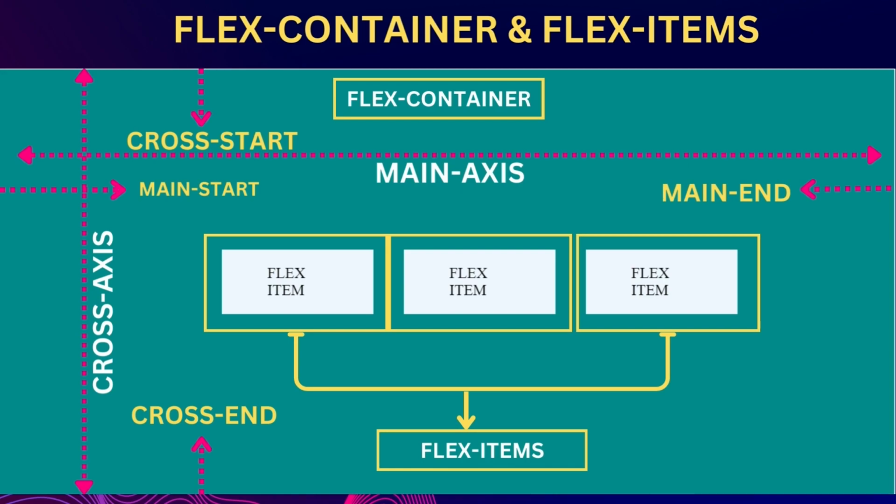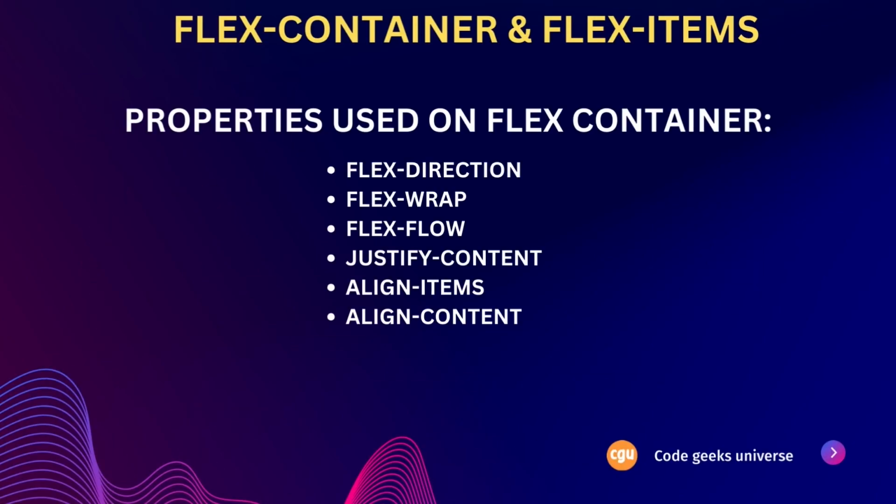Now when working with Flexbox, there are several properties that can be applied to either the flex container or the flex items. These properties allow for flexible positioning and control over the layout of elements within a container. In this video, we are going to learn about those properties that we can use on our flex container, and these properties are flex direction, flex wrap, flex flow, justify content, align items, align content.